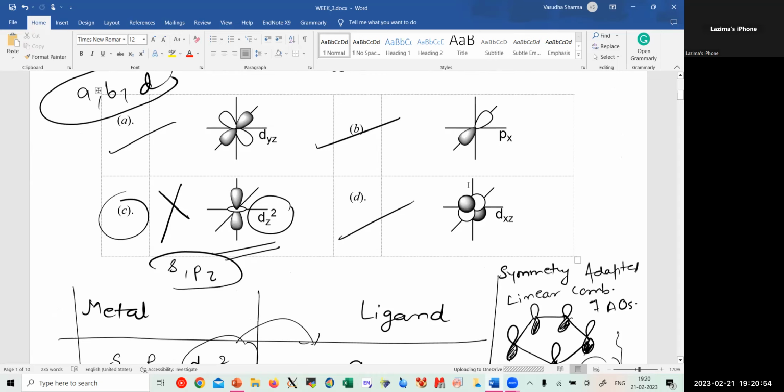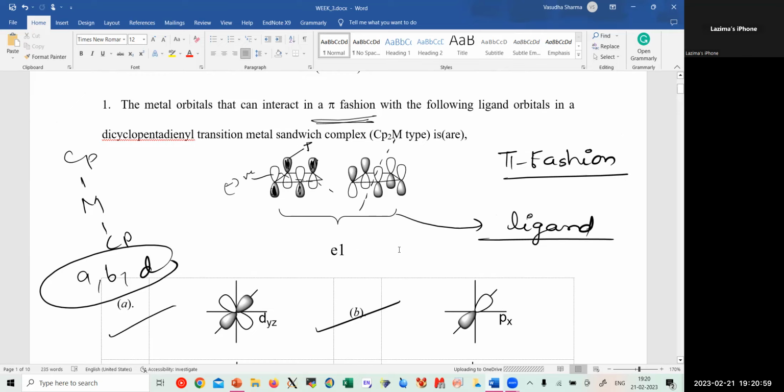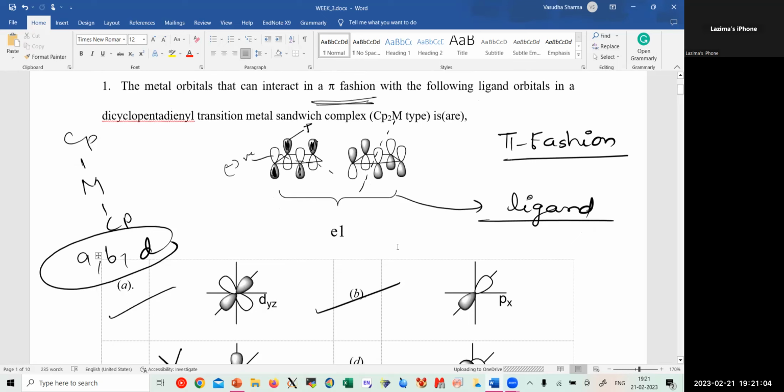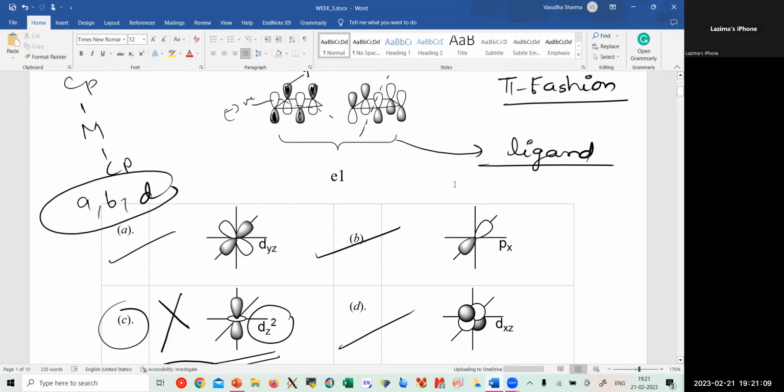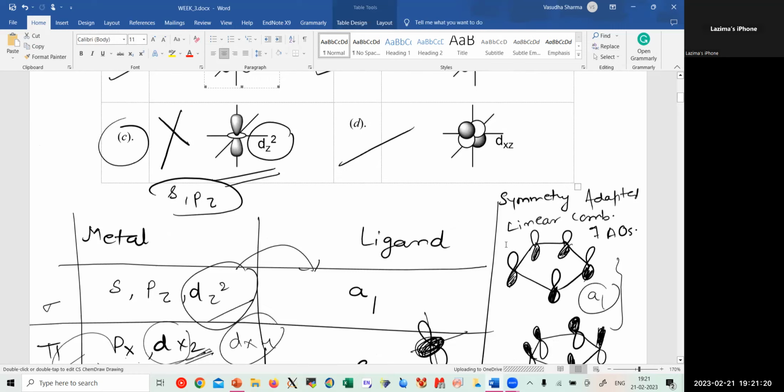So this was the first question, where we know what kind of ligand orbitals will be interacting with your metal center. And here, when we talk about the pi orbitals, we need to look at what pi orbitals of the metal can interact with it. As I told, dyz and dxz, because of the internuclear axis, will form the pi bonding, and px we have already taken into picture.